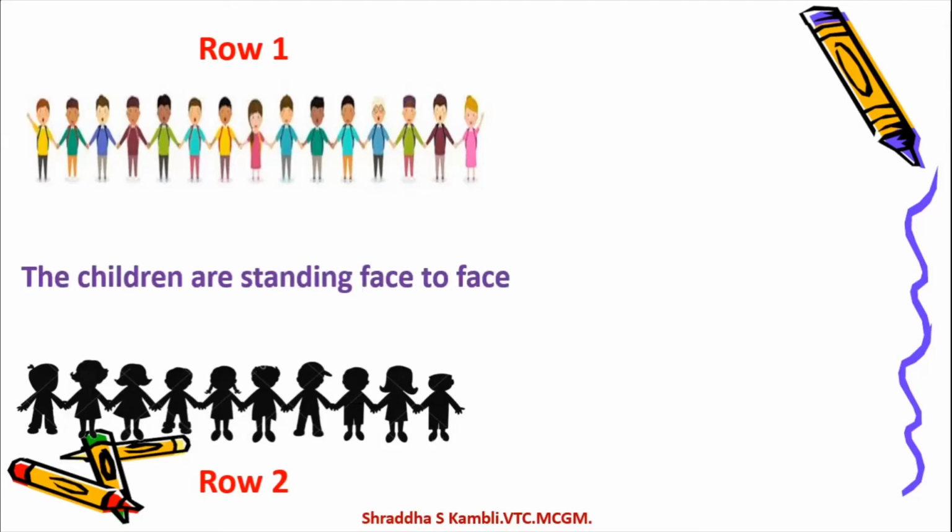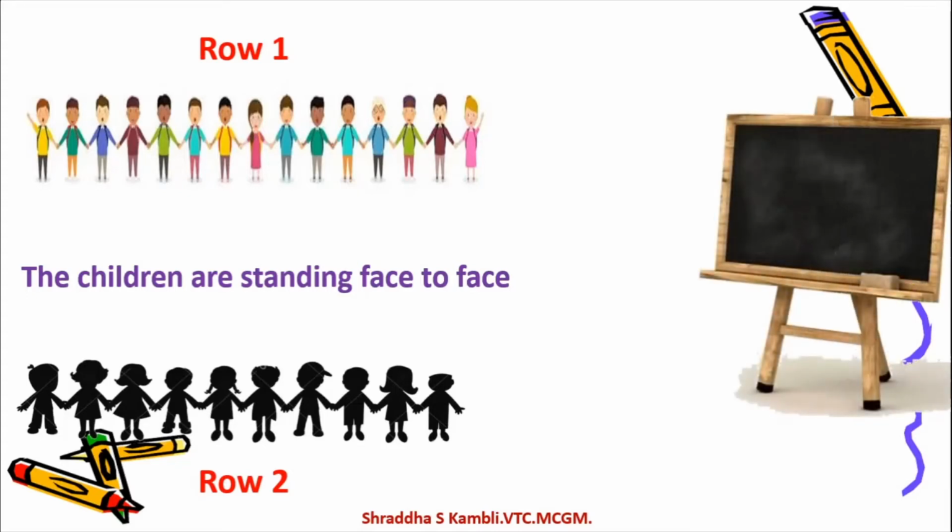Now suppose the children are standing face to face, we saw this. Now there is a blackboard here. The teacher is going to use this blackboard in order to teach these children something. So tell me children, what is the direction of the blackboard? On which side of the blackboard are the row 1 children standing, and for row 2 children, which side is the blackboard? Let us try and help them so that they don't have any problems with each other.